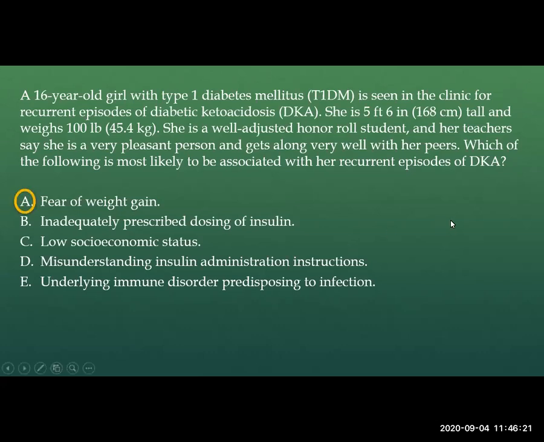So the kind of clues they're pointing at. She's underweight. I can't calculate her BMI in my head right now, but she's 100 pounds and she's 5'6", so she's underweight. I think with the well-adjusted honor roll student, they're trying to point you in the direction of she's very high achieving, very particular. So there's nothing to suggest any of these other ones. She might be doing these, but it's the fear of the weight gain that they're pointing you towards.